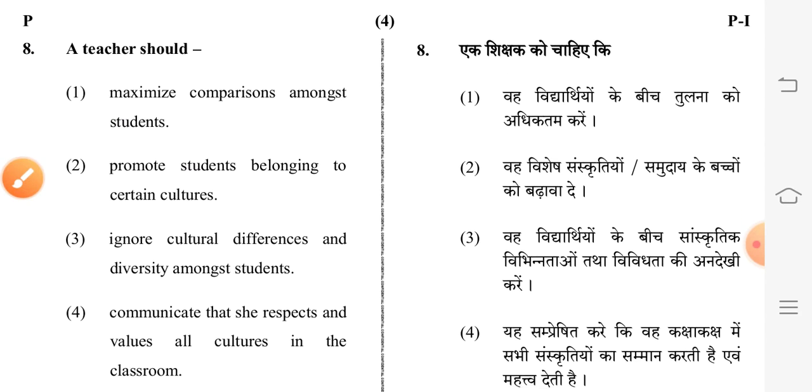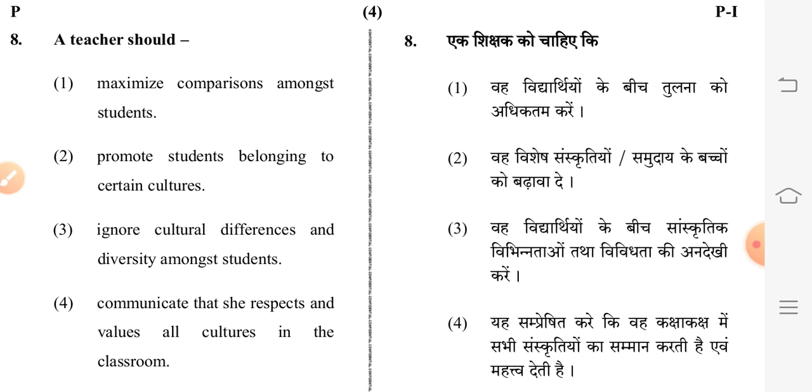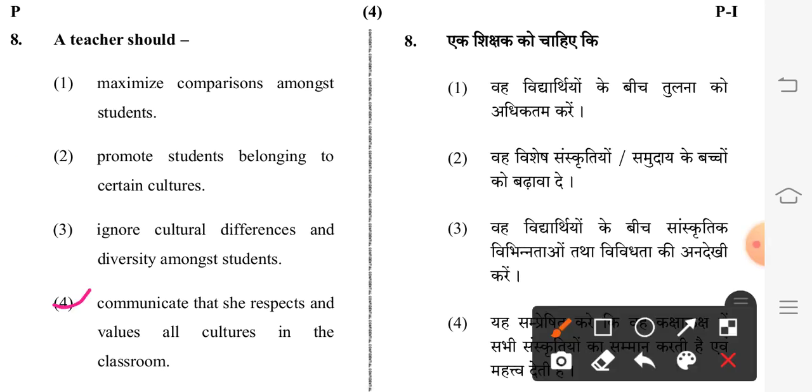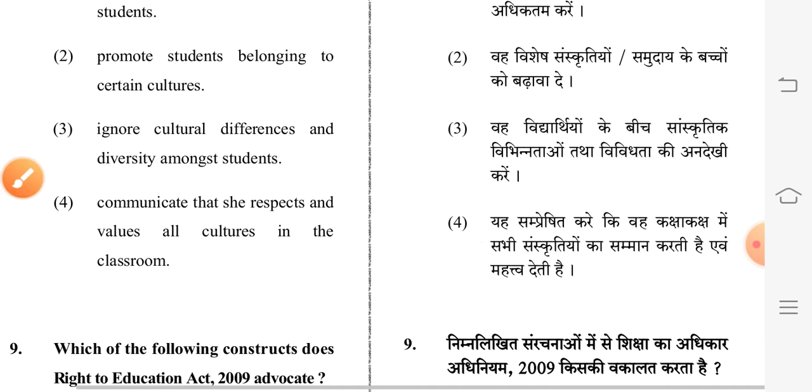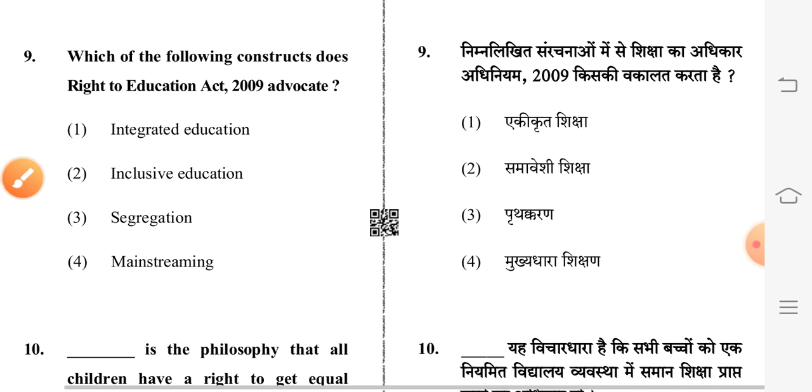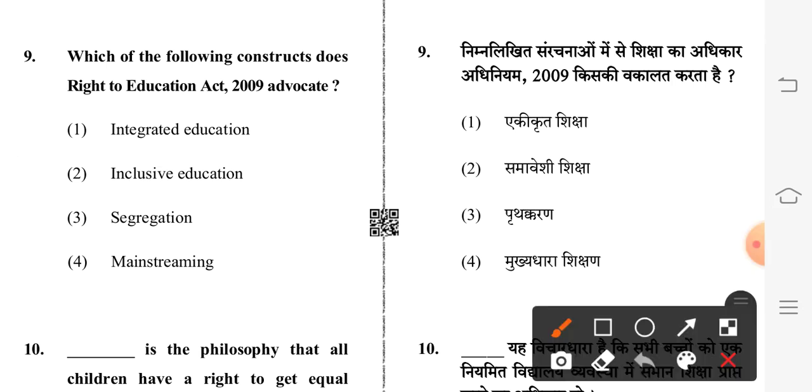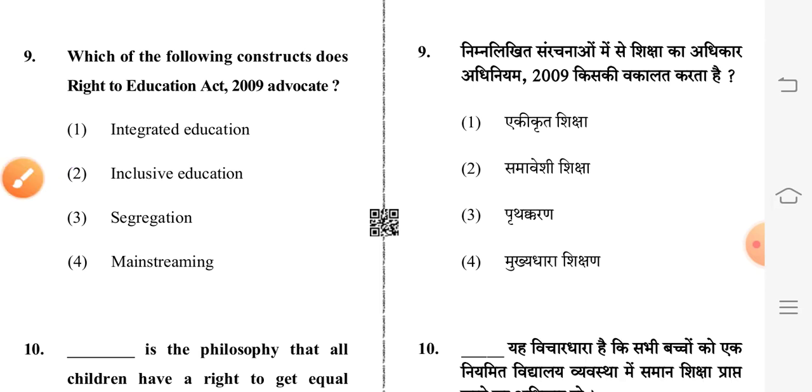Eighth question, a child should what? Fourth option is correct, communicate that she respects and values all cultures in the classroom. Next question, ninth question, which of the following constructs does the Right to Education Act 2009 advocate? Second option is correct, inclusive education.